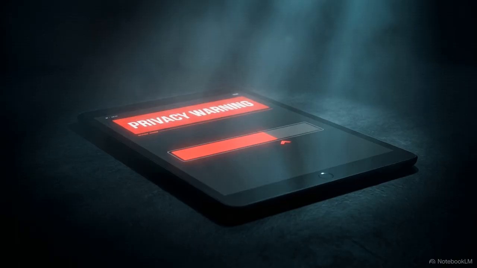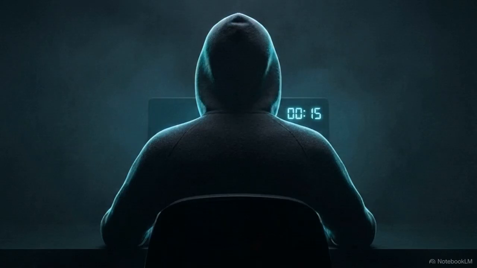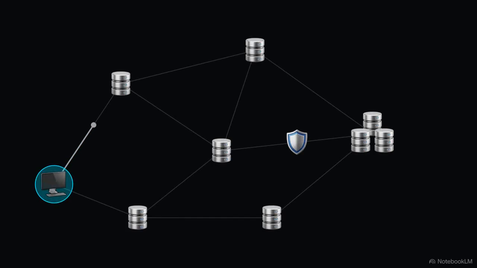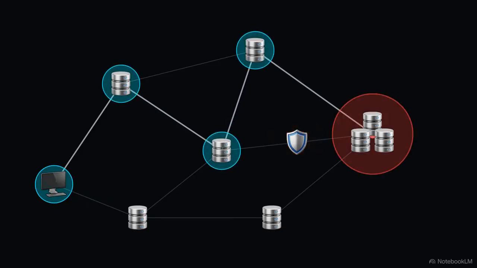Look at the interface. That red privacy banner and the sudden drop in the grade field suggest the application has processed an unauthorized request. These are the visual markers of an application layer attack. Every minute this goes unreported, an adversary stays logged in. They use that window to map the server's internal structure, searching for even more sensitive databases, while their presence remains hidden.